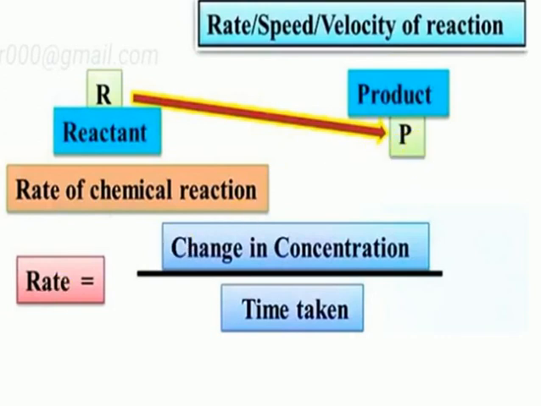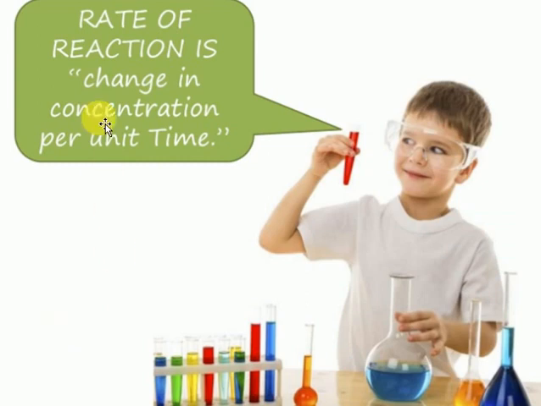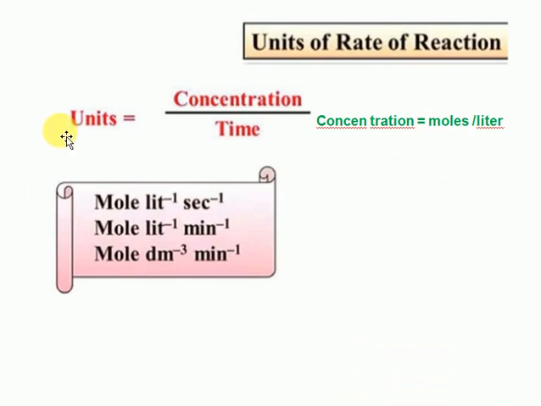Next, some units are there. What is the concentration per time they have taken? What are the concentration units? Moles per liter. Rate of reaction is the change in concentration per unit time. So the units for rate: concentration is moles per liter, and time is seconds. So we get moles per liter per second.